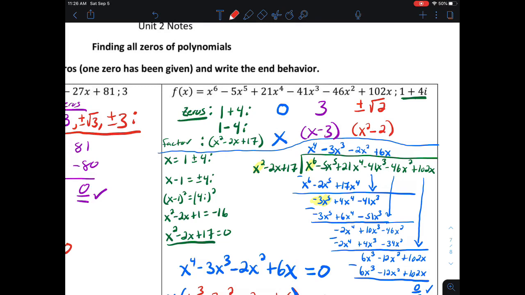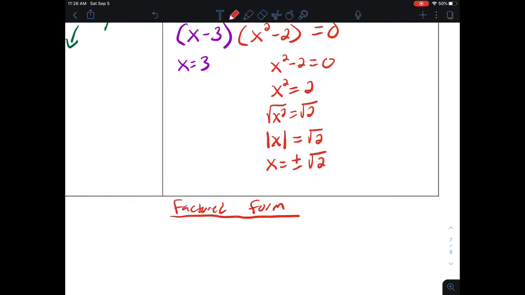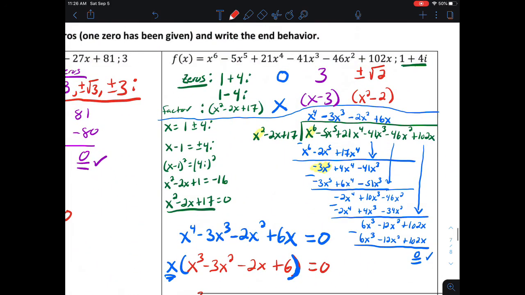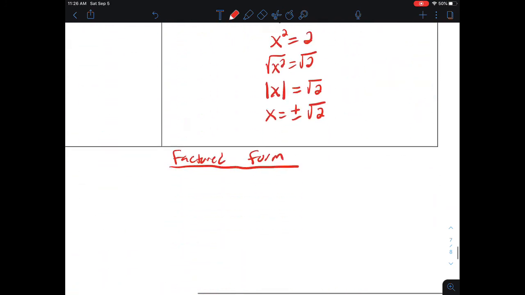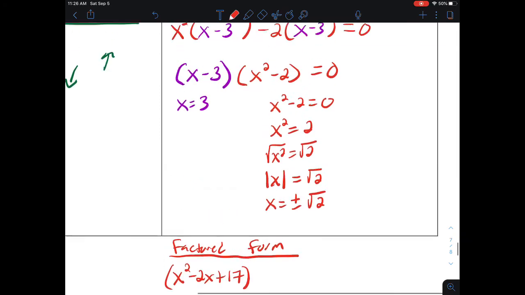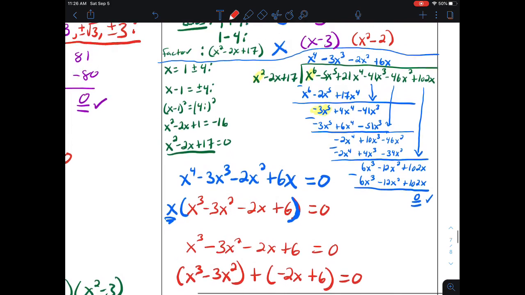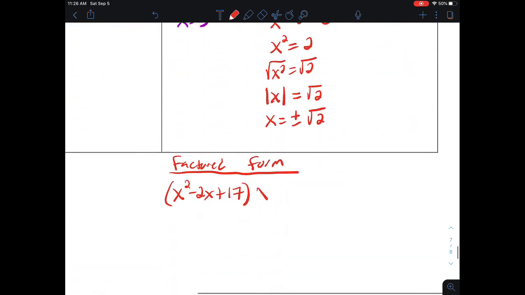And so the factored form is just going to be all of these factors that we have multiplied together. So factored form, let's see, x squared minus 2x plus 17, times x minus 3, times x squared minus 2. There's my factored form.